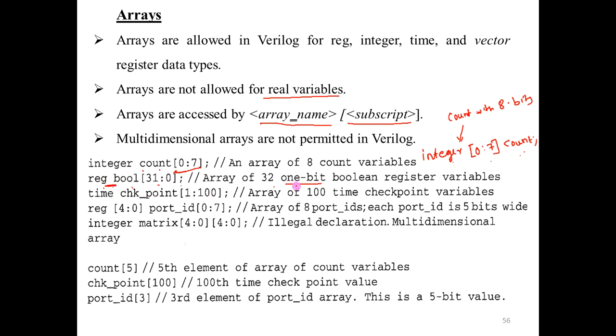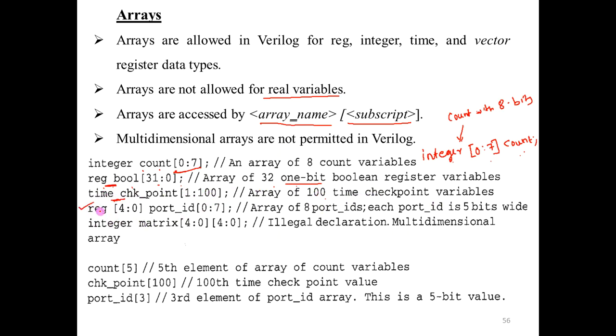By default it is 1 bit. So it is 31 down to 0, which means there are 32 members, an array of 32 different Boolean register variables. Each of those 32 is 1 bit. Okay. So here again, time checkpoint 1 up to 100 is 100 time checkpoint variables, each of 1 bit. It is starting from 1, so that's why 100.